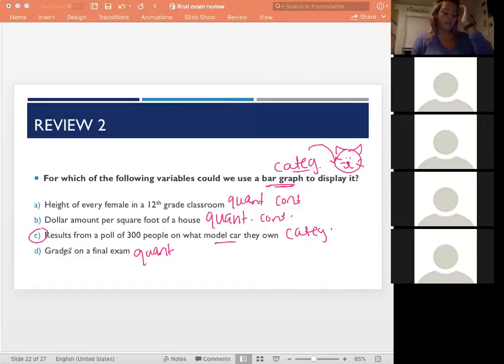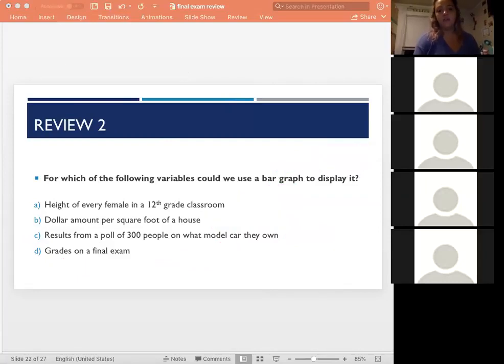Actually, I want to clarify. Some people said to me, "What if this is letter grades?" Well, that is true. We could use a bar graph for letter grades. But if this is 100, 90, etc., and you only use values like 100, 95, 90, that would be discrete. But if you can take any percentage, that's going to be continuous as well. So your answer is C. Good job. All right.